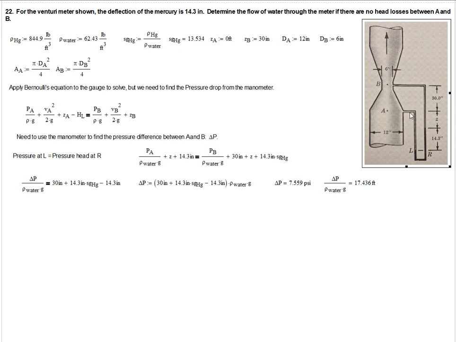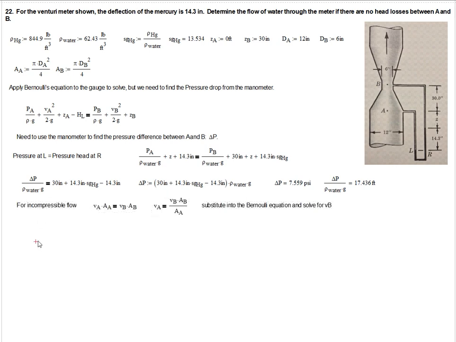It's a little bit more complicated than reading off of a pressure gauge. The other thing that we can use is that for incompressible flow, we know that the density at A is equal to the density at B. So I've already canceled that term out of our continuity equation. But we are also left with VA times the cross-sectional area at A is equal to VB times the cross-sectional area at B.